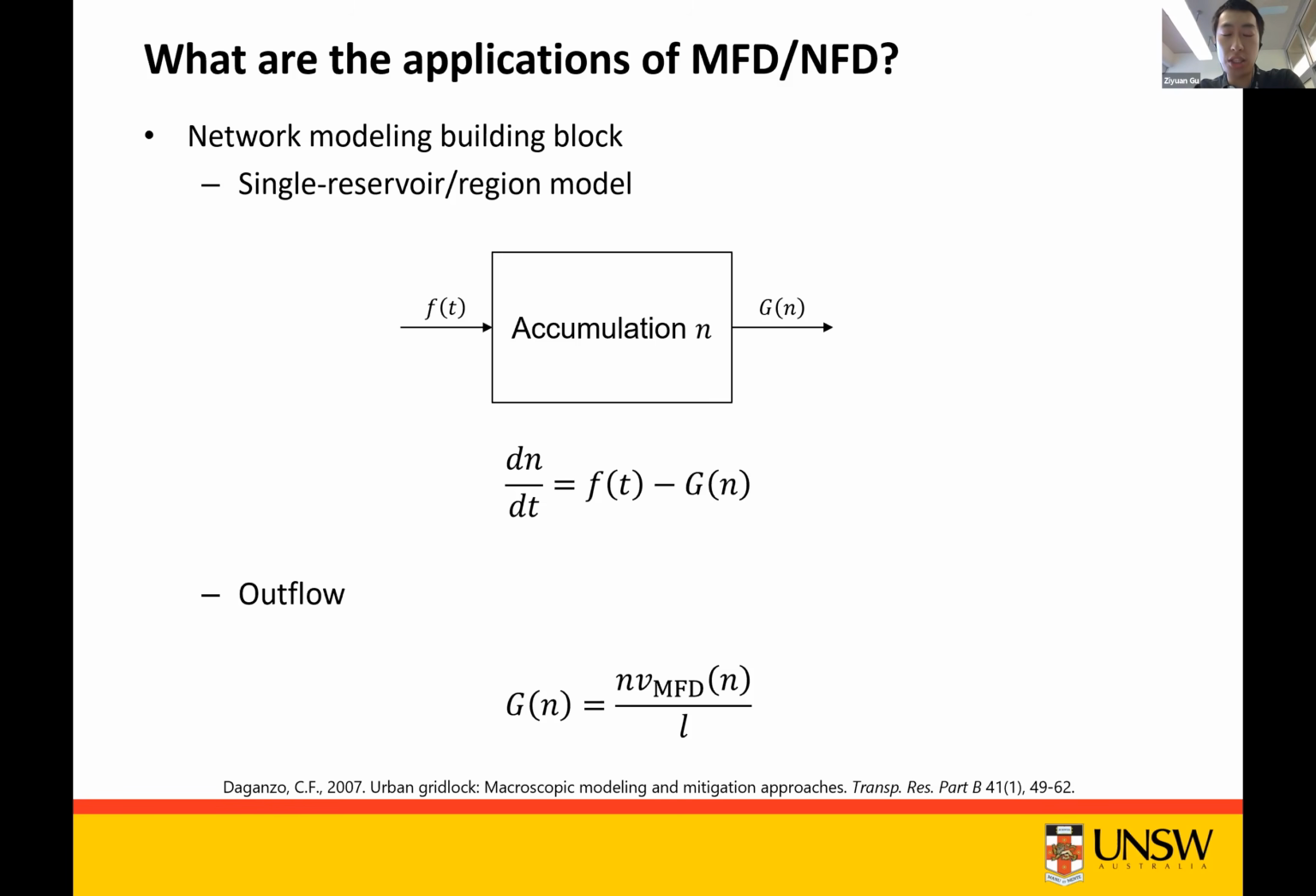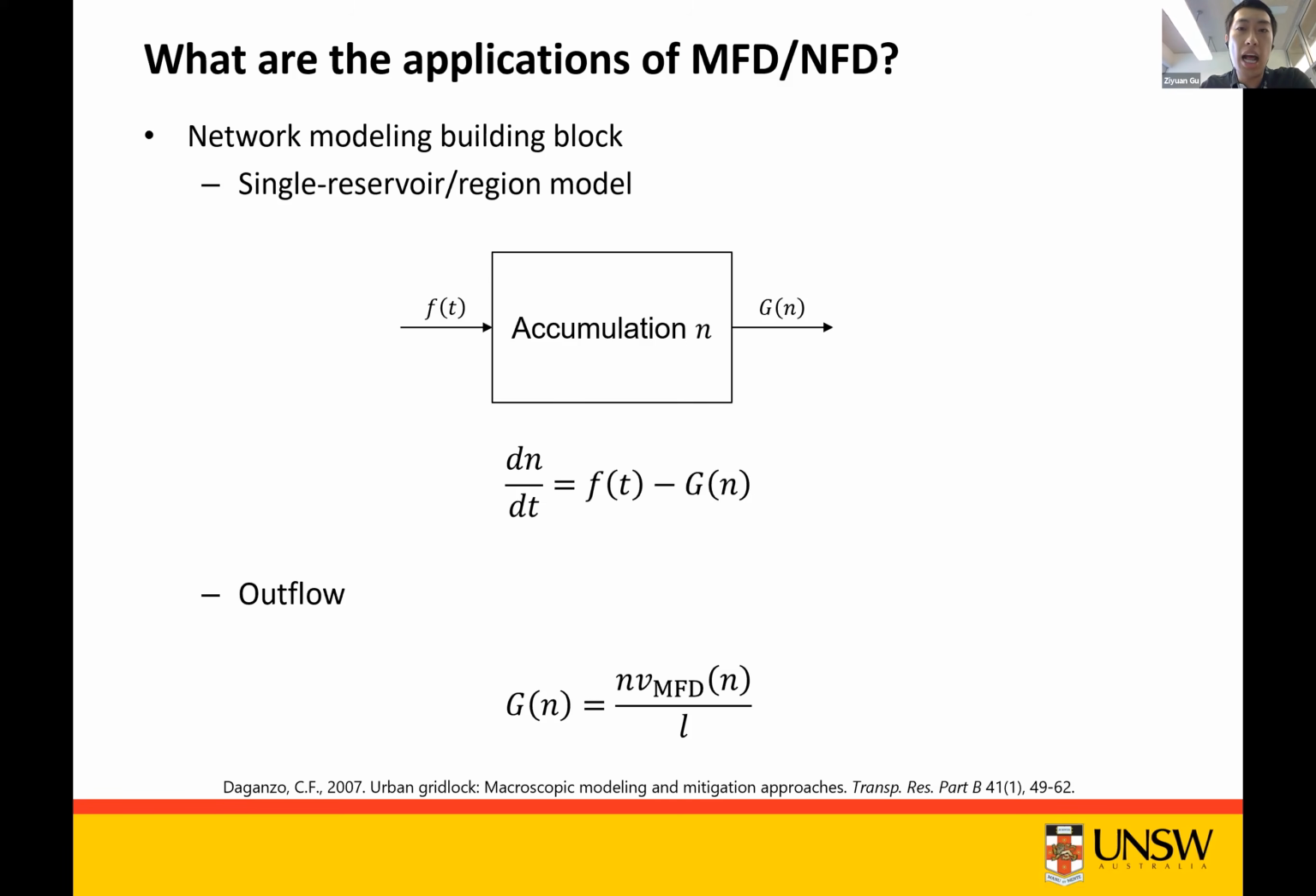Before I officially go into the modeling part, I think it is good to briefly introduce the building block of how MFD can be used to model traffic. For example, the simplest example is a single reservoir or region model. Here you can treat it as a black box. You have no information about the details within this region. As you can see, the only variable that you have is the macroscopic accumulation, which is the small n. And of course you have the input, which is F, and the output, which is denoted by G. By this simple ordinary differential equation, you can describe the dynamics of this single reservoir or region, and this is pretty straightforward. However, you may wonder where MFD plays a role in this equation?